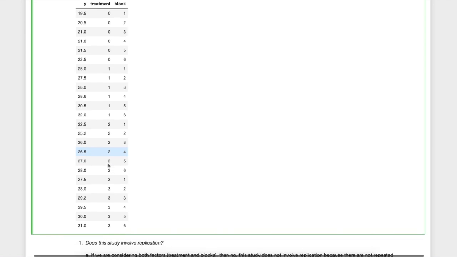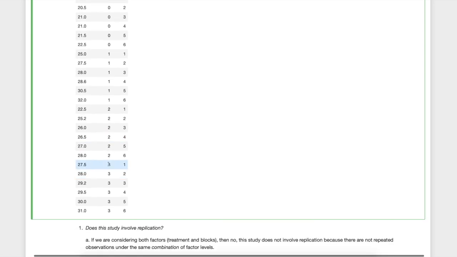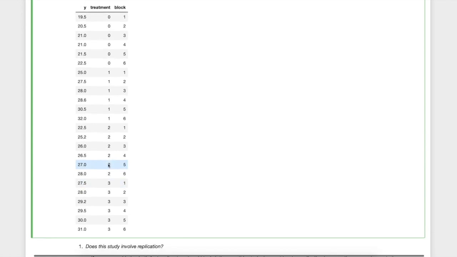So if we're considering both factors, treatments and blocks, then no, the study does not involve replication because there are not repeated observations under the same combination of factor levels. So we don't have replication. Now, if we were to ignore the blocking factor, if we didn't measure these blocks, which is really positions on a bench in a greenhouse, then we could say that we do have replication because we wouldn't have combinations of treatments. We would just have one treatment and we would have repeated measurements.